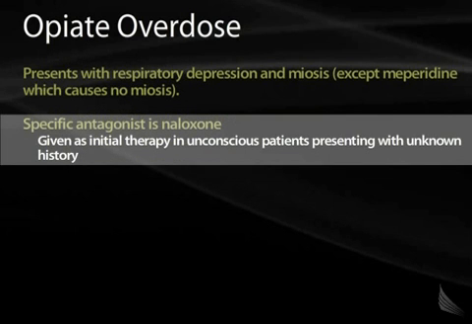The antagonist for opiate overdose is naloxone. And we usually will give this medication in the emergency room if a patient comes in and they're unconscious, and we don't know what happened to them. So it's a very safe medication, and what it does is it blocks the ability of the opiate to bind to the receptor, and it usually wakes the patient up very quickly. So know that naloxone is the antagonist and the cure for opiate overdose.